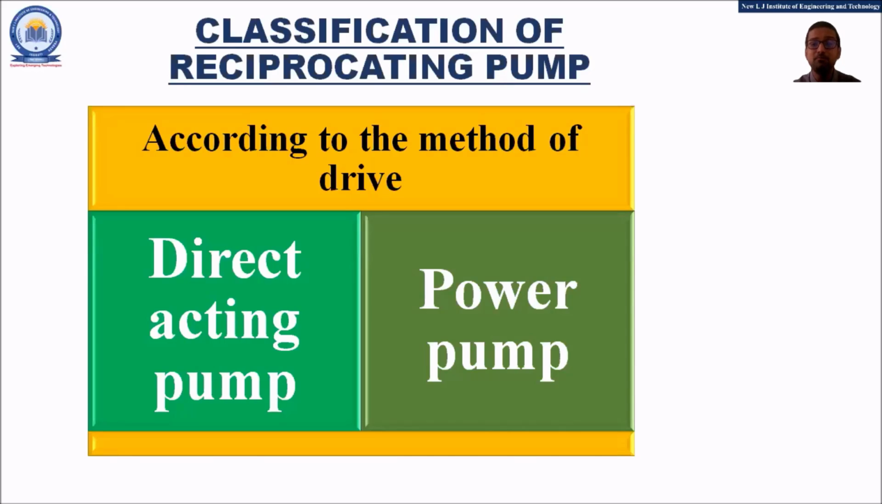And if the pump is coupled with the electric motor or the internal combustion engine, then that type of the pump is known as the power pump. So this is the main difference, the points to be remembered in context of the direct acting pump and the power pump.